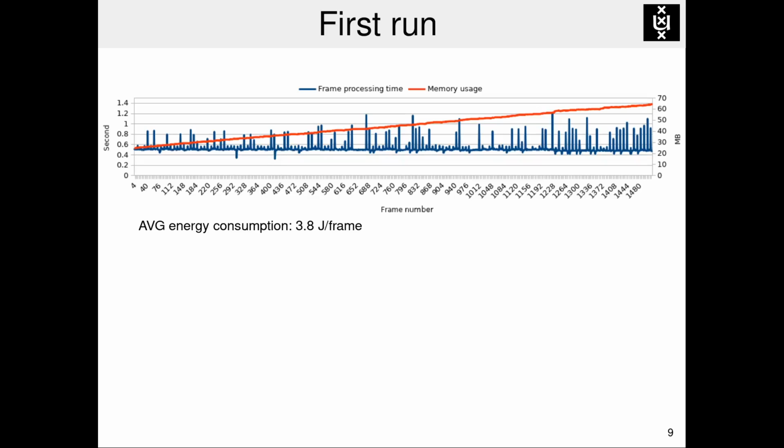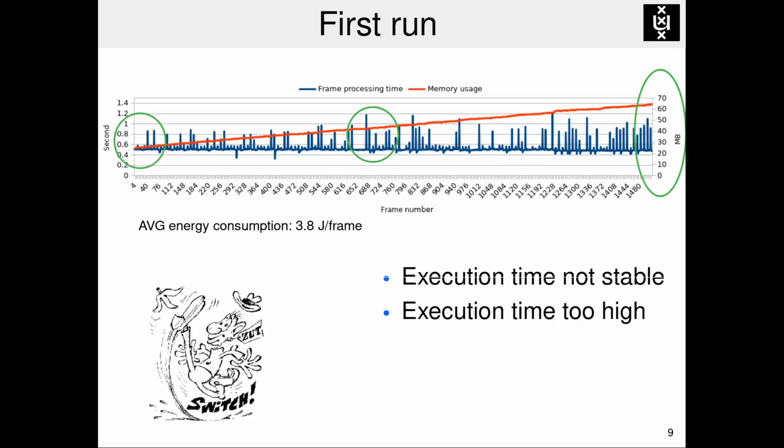We took their application, executed it on the selected platform, and observed the time required to process a frame. To reach a 2 frames per second frame rate, each frame should be processed in a maximum of 0.5 seconds. Here you can observe that we need more than half a second most of the time, that the execution is not stable, and that leads to an overconsumption of the memory. At some point there will be no more memory and the drone will crash.